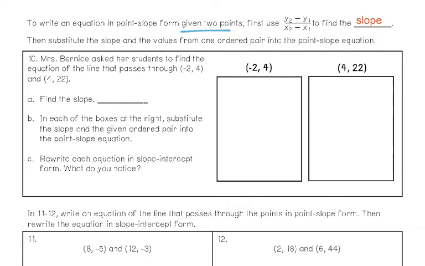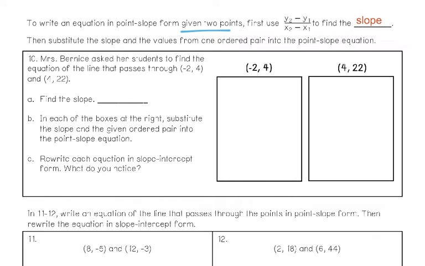Sometimes you're not just given the slope and the point. That would be awesome if it was, but sometimes you're just given the 2 points. And if you are, you're going to first find the slope. You're going to use the slope formula to do so. Then you're going to substitute the slope and one of the ordered pairs into that point slope form equation.